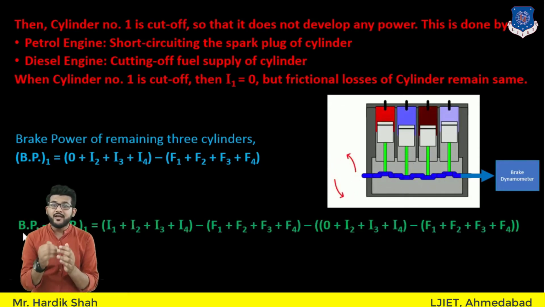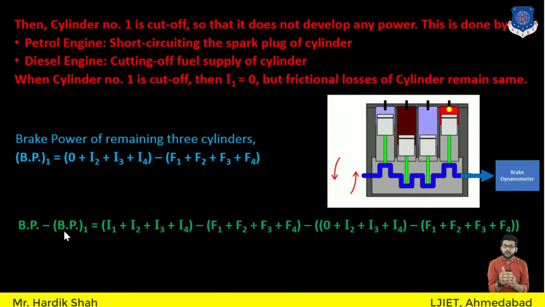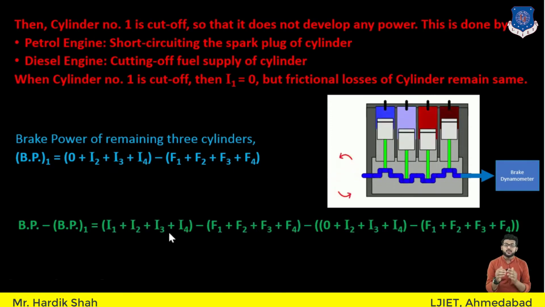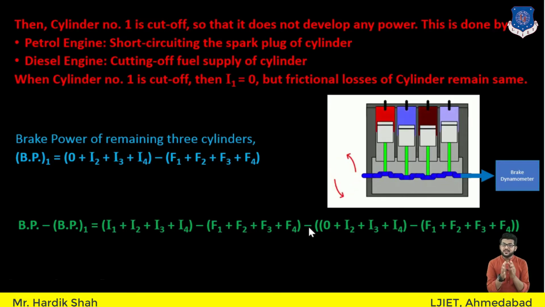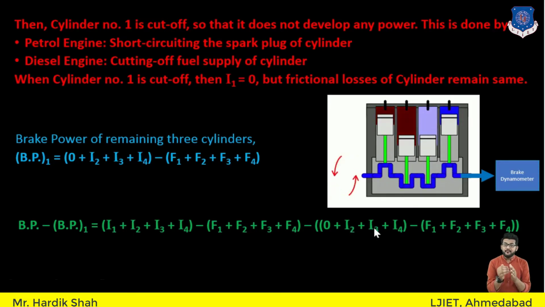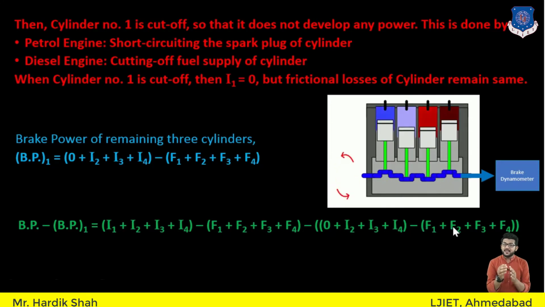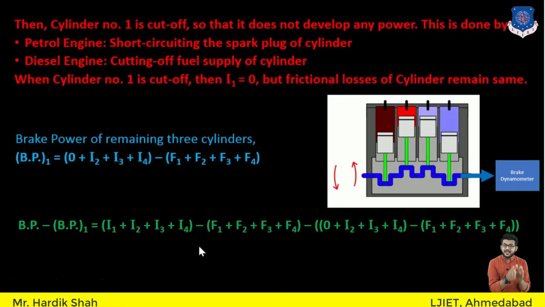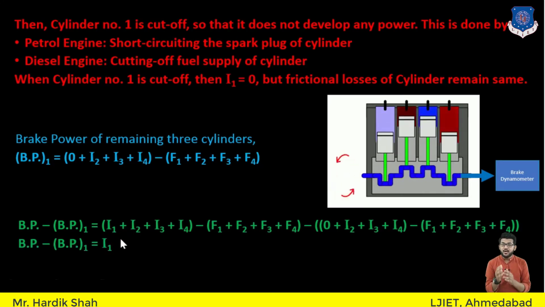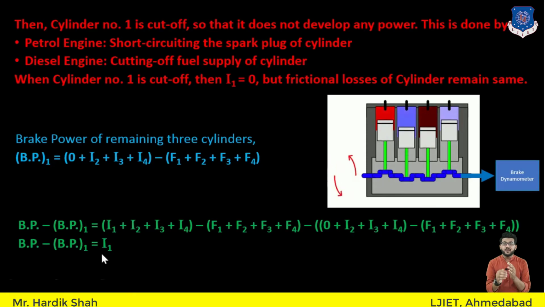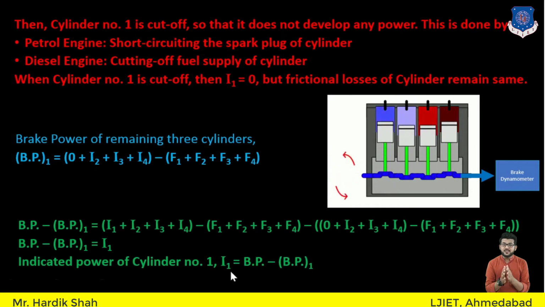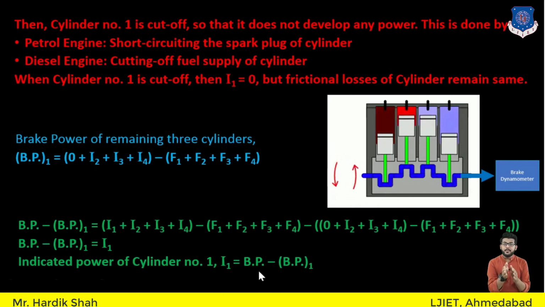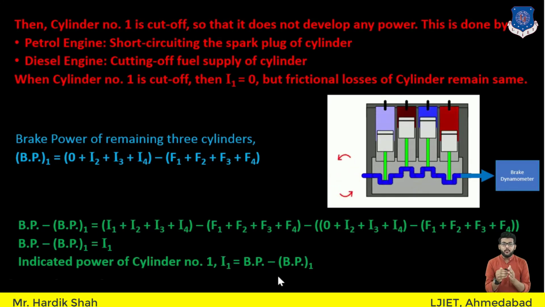So next, what we have done, BP minus BP1. As I told you, you have to remember the formula of BP. So here we have put that formula of BP, that is BP minus BP1. So because of this subtraction, it will be I1 minus I2 minus I3 minus I4 minus F1 minus F2 minus F3 minus F4. Okay, so after subtracting, what will we have? We will have I1. So we got brake power minus brake power 1 is equal to I1. So we can say the indicated power of the cylinder 1, that is I1, is equal to BP minus BP1. Okay, so here the formula will be helpful.